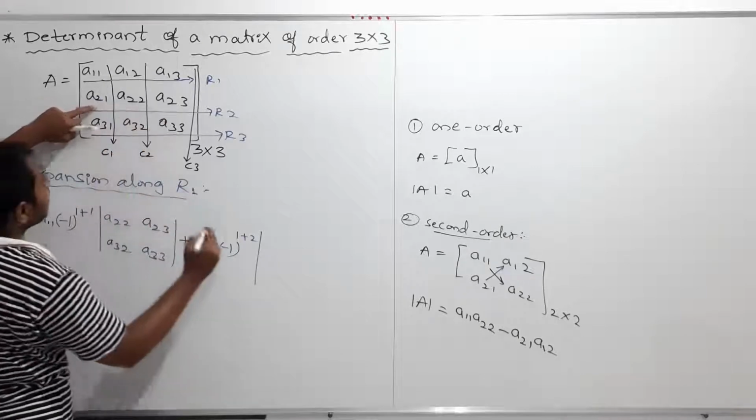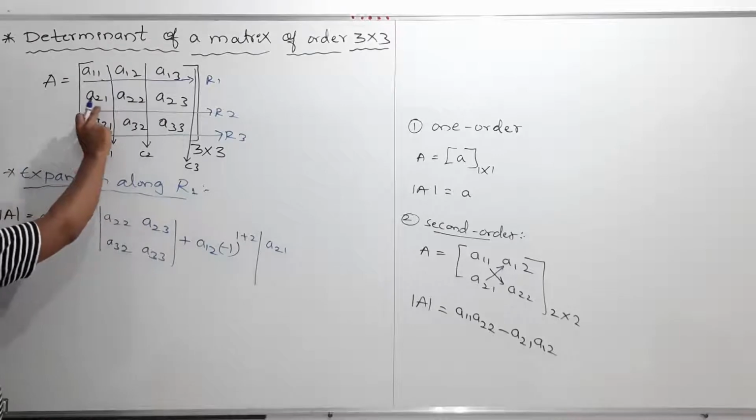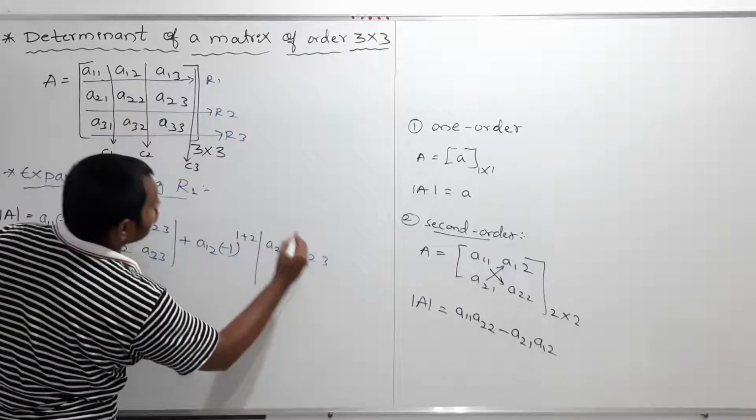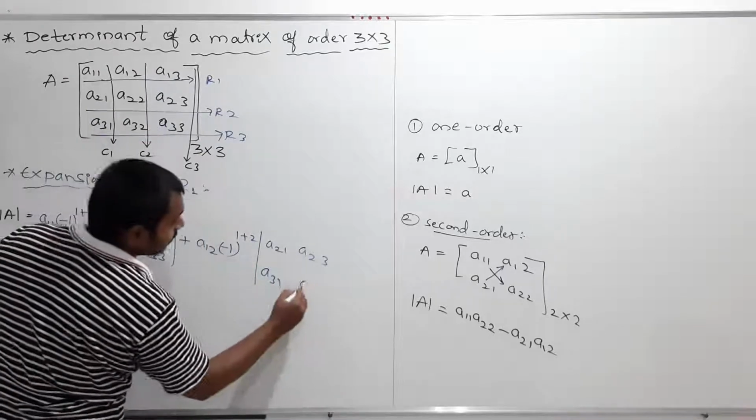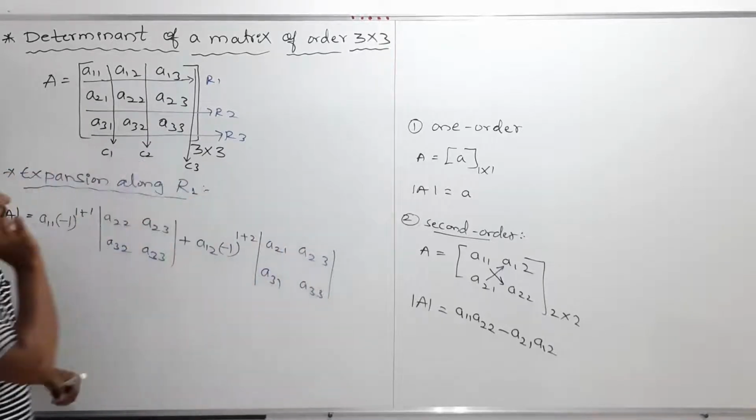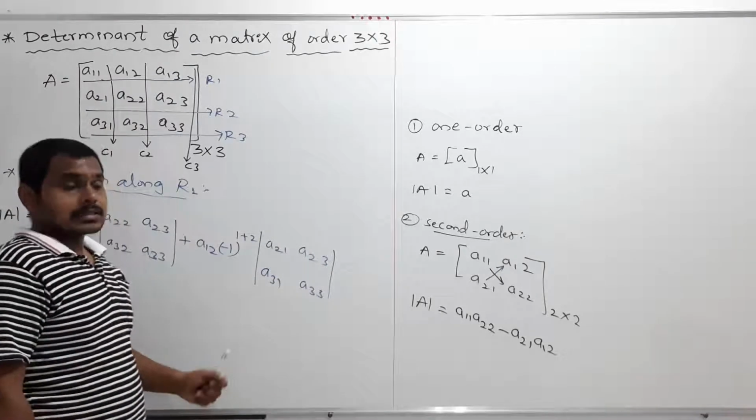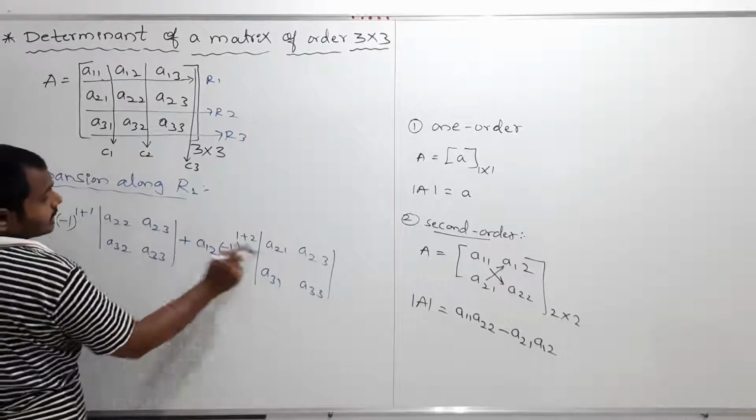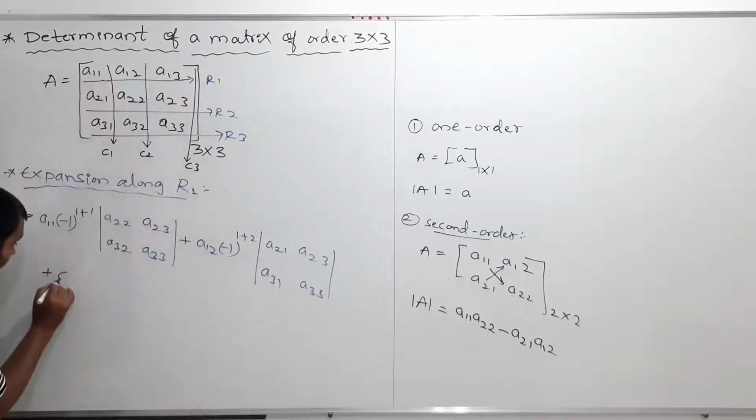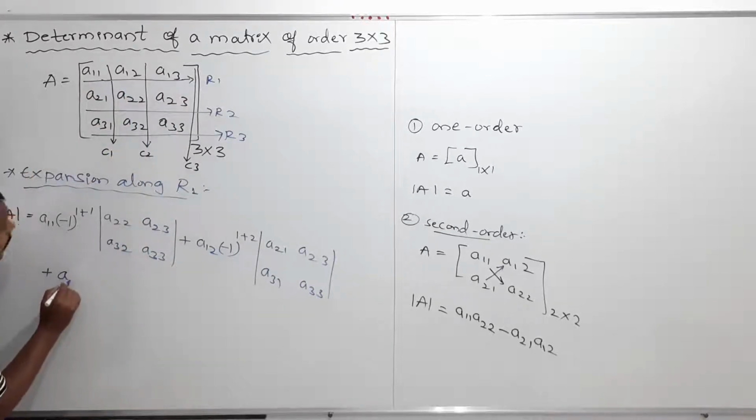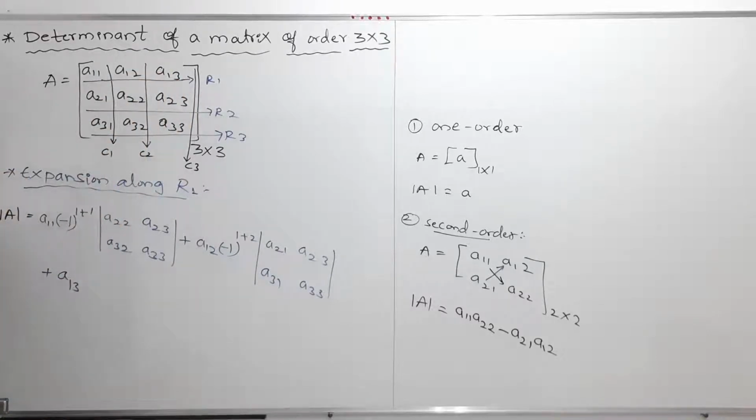So what are the elements remaining? The remaining elements are A21, A23. Clear? Next A31, A33. Clear? I hope you will understand. Yes. Next, my students, we should take plus. Next, first row, third element. What is that? A13. In the first row, third element I am taking, that is A13.